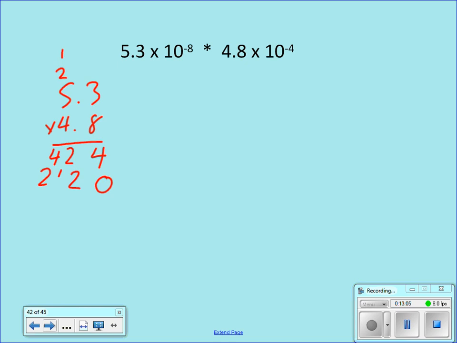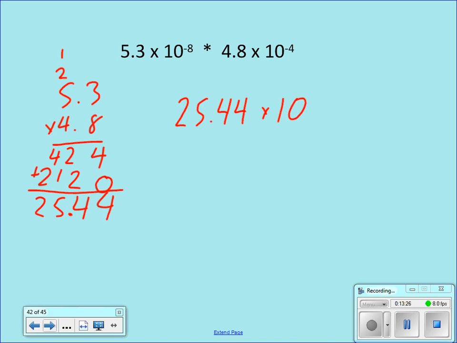I have no problem with you multiplying these numbers on the calculator. 12, 21, 4, 5, 2. 2 numbers behind the decimal, so I need 2 numbers behind the decimal in my answer: 25.44. So I'm at 25.44 times 10. And now I look up here, I have 10 to the negative 8 divided by 10 to the 4th. I'm going to subtract those exponents. So maybe I want to use add the opposite: change that to addition, change that to positive. Negative 8 plus positive 4 is going to give me an exponent of negative 4.